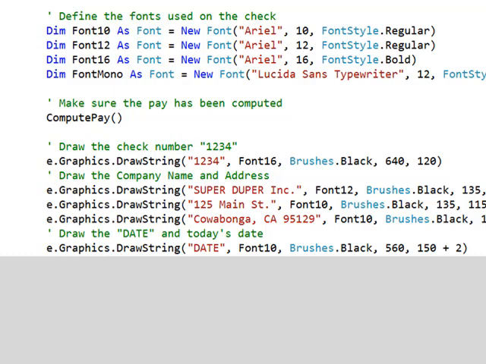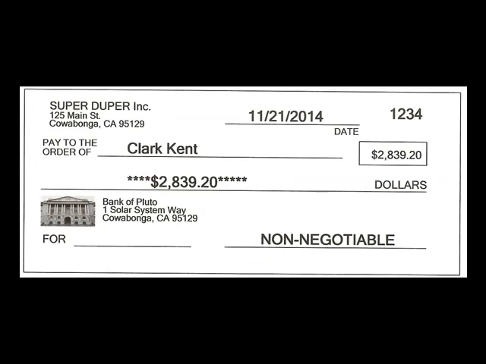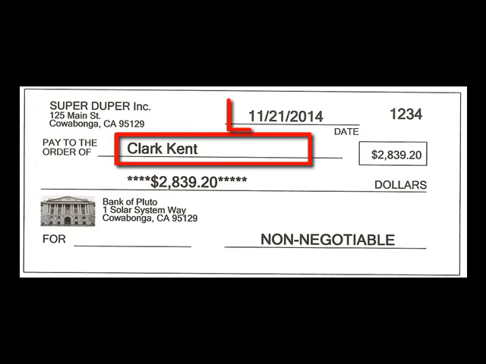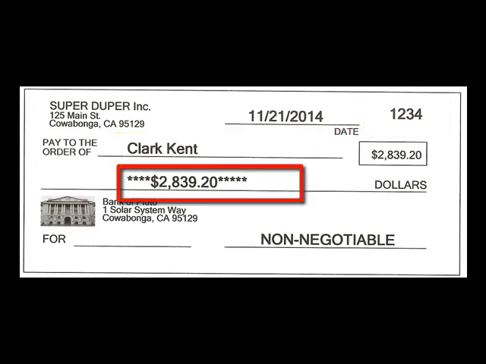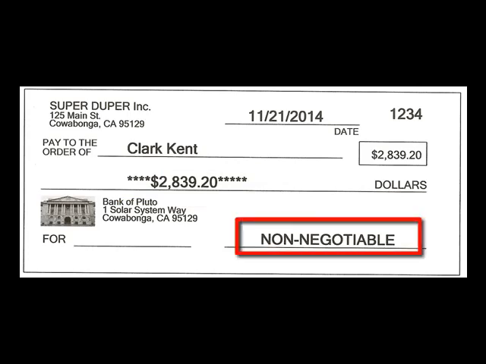Similar for font 12. Arial 12, regular. Dim font 16 As Font equals New Font, quote Arial, quote, comma, 16, so that's going to be bigger, comma, FontStyle.Bold. I'll use the font size 16 to print out the person's name, the date, the check number, the amount of the check on the big line, and the word non-negotiable.